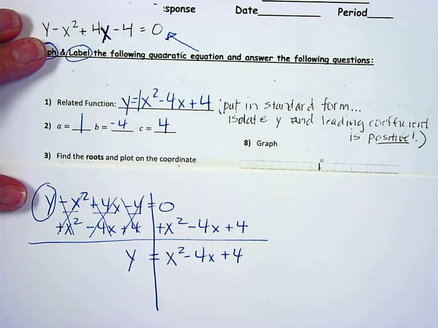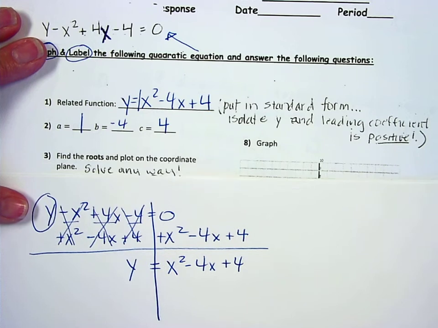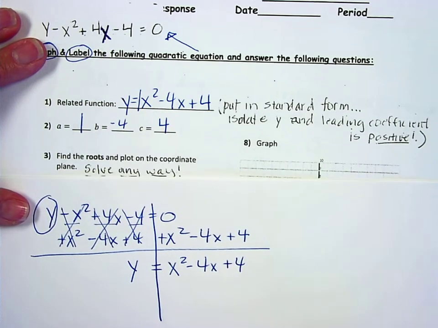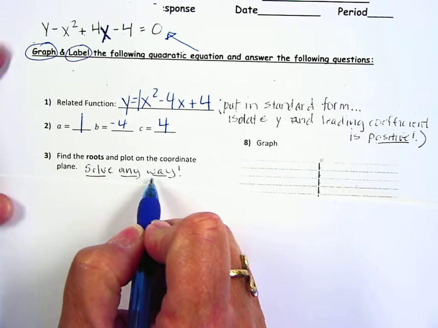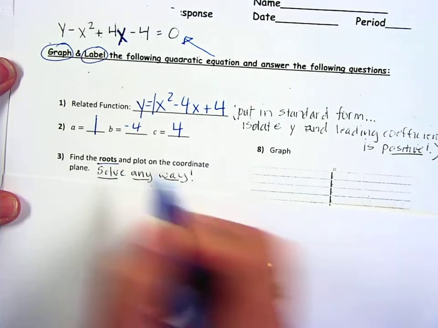Now this says find the roots and plot on the coordinate plane. So this says solve it anyway. Well, if I'm going to solve it, that means I'm going to find a solution. That means I'm going to find the roots.